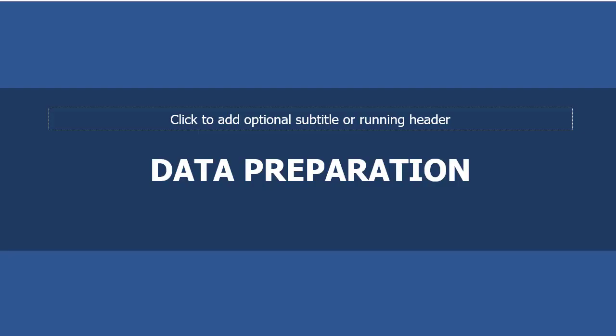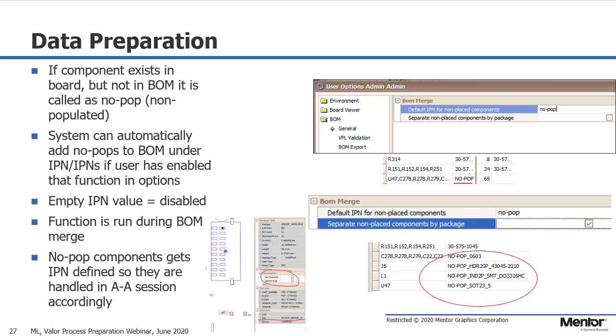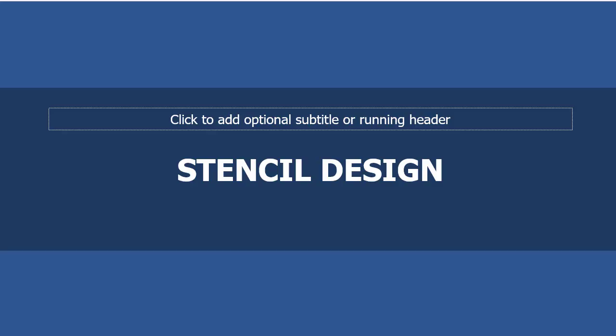Let's start with data preparation improvements. Our SMT flow is BOM-centric, meaning only parts in the BOM are considered. There are times when an SMT flow needs to manage parts that are not placed, such as for optical inspection. Now unplaced or no-pop parts can be easily managed even though they are listed in the BOM through the new automatic no-pop component capability.